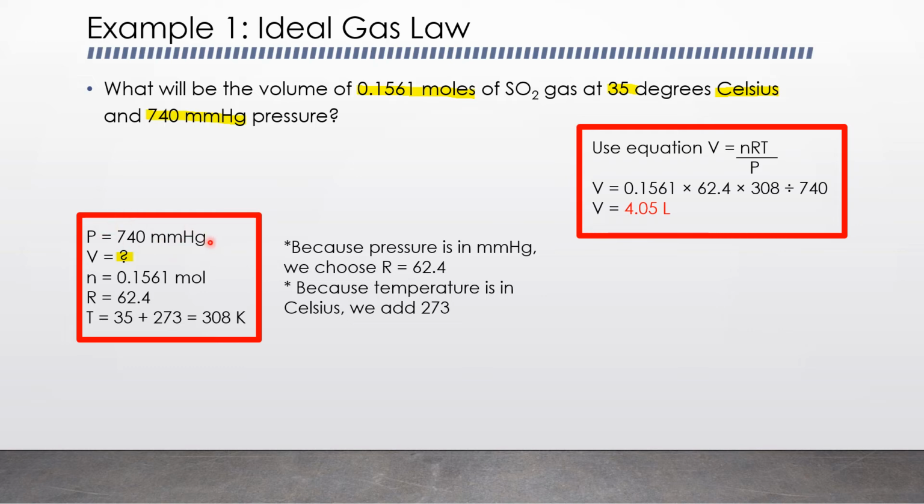It is important to pay attention to our pressure units. Okay, because our pressure is in millimeters of mercury, we're going to choose an R constant of 62.4. Okay, because it can only be one of those three options from the last slide. So now that we have all of our variables filled in, we need to solve for volume. So we're going to use our equation. Volume is equal to moles times the R constant times the temperature in Kelvin divided by pressure. Plug in all of your numbers and solve. Remember that volume is going to have the units of liters because the ideal gas law always uses liters for volume.